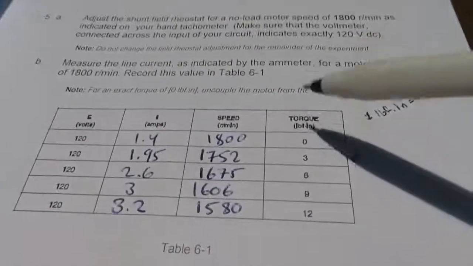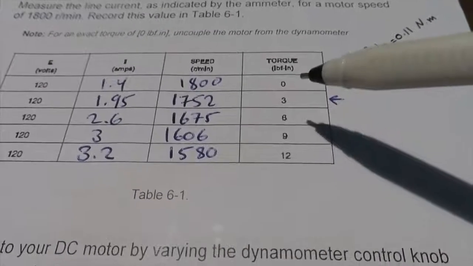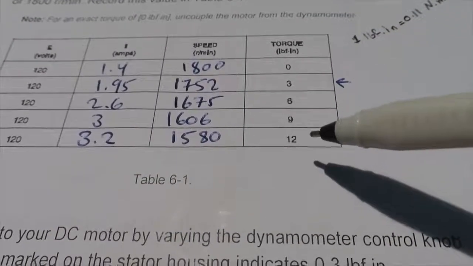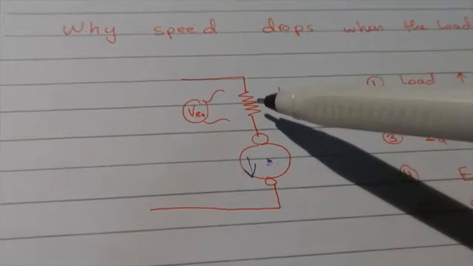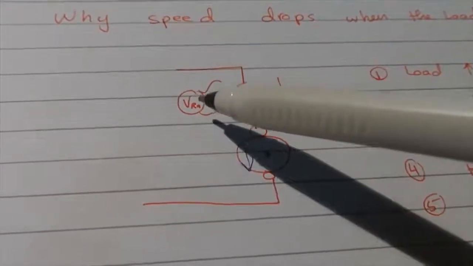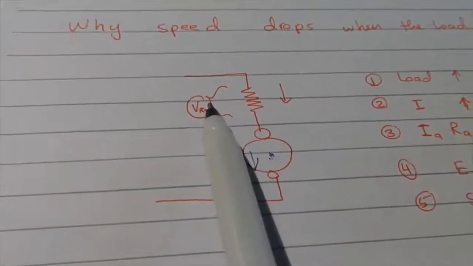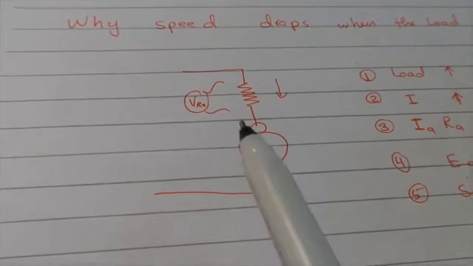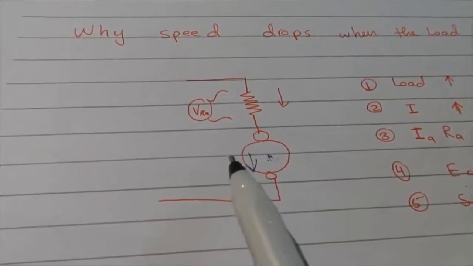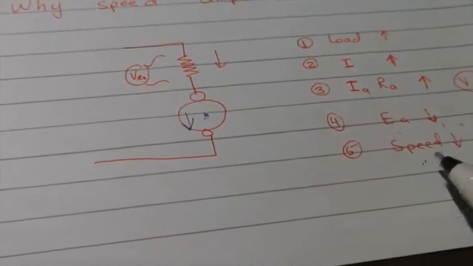As you can see here, if you increase the torque from no load to full load, the current will increase. That means you're increasing the current here. So if you increase the current, the voltage drop across the armature resistance will increase, right? And since you're applying a voltage and you increase this one, the armature voltage should decrease. And since the speed is a function of the armature voltage, the speed will decrease.